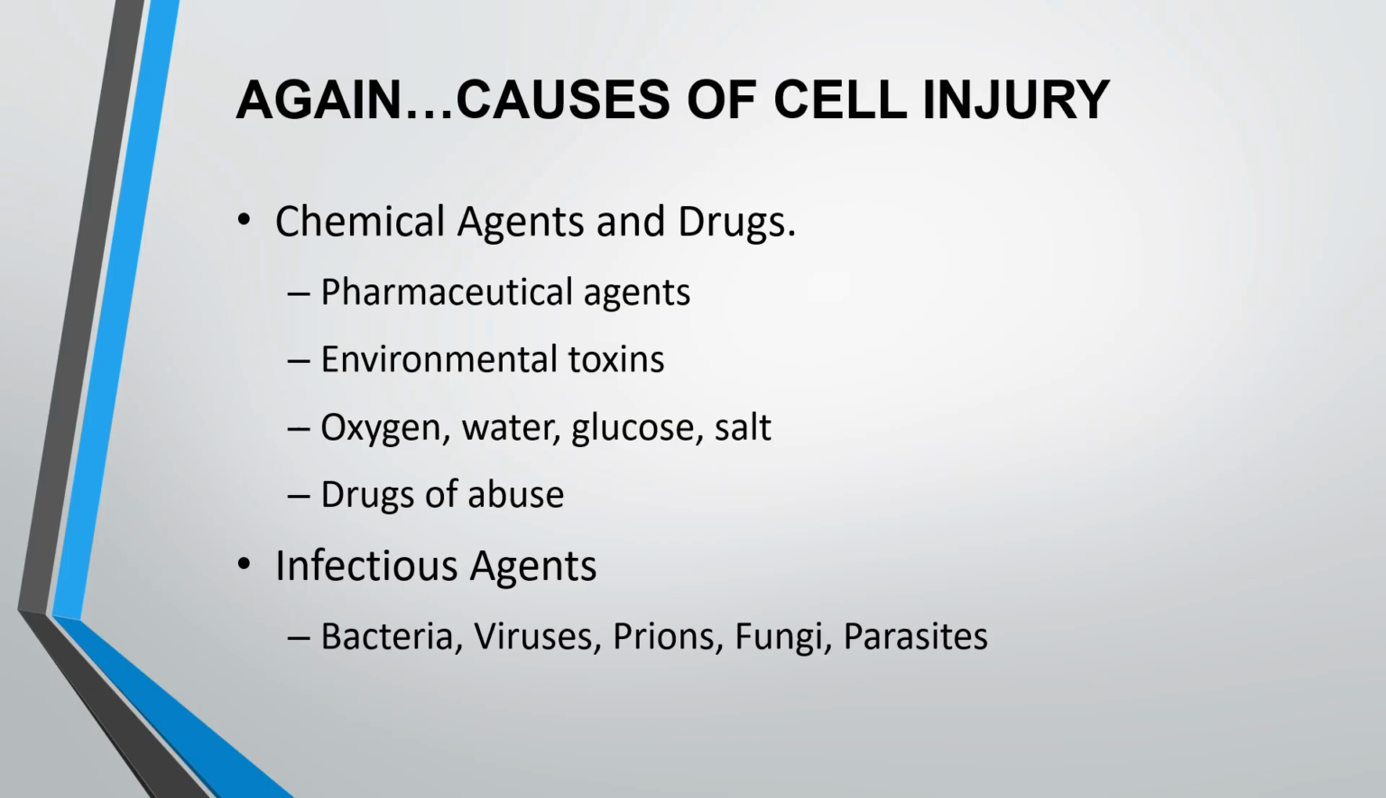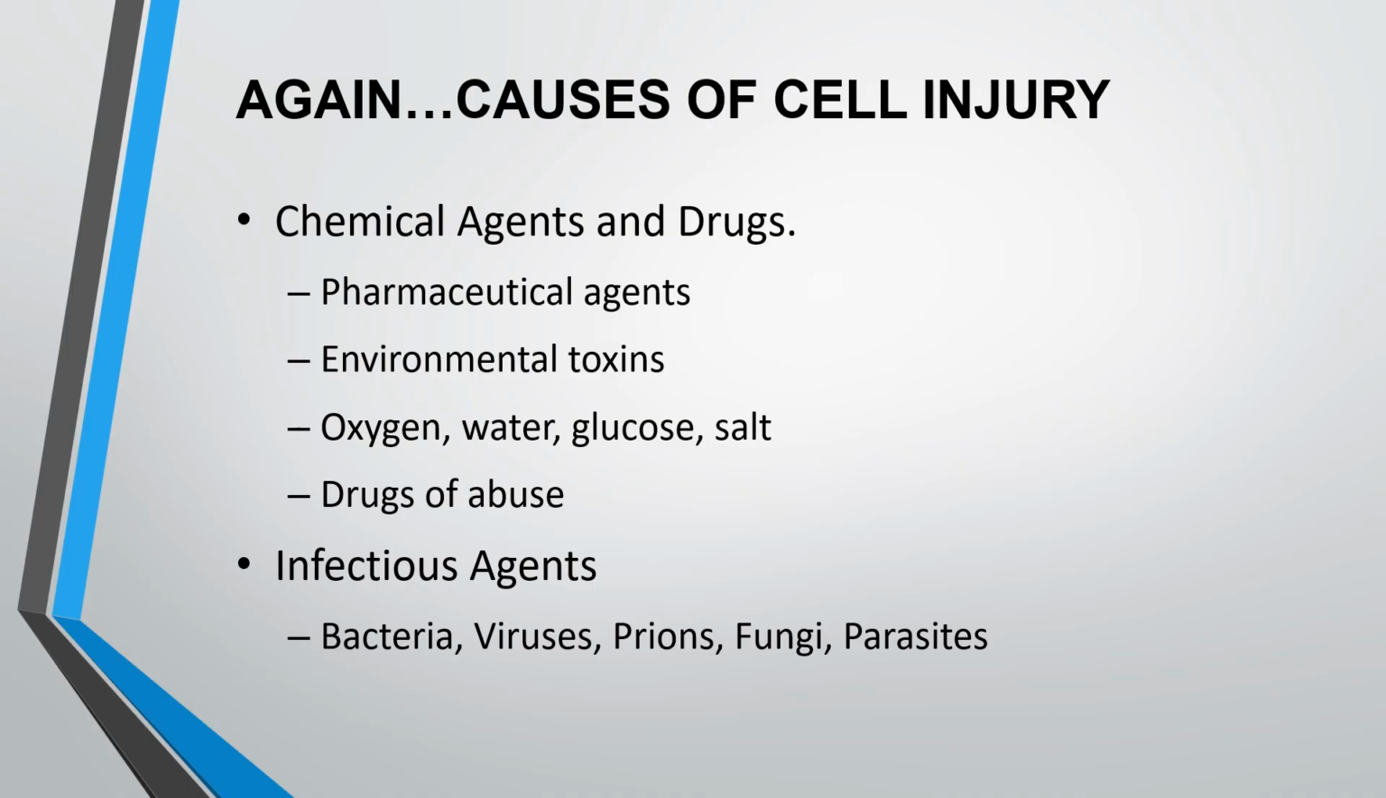Last category, chemical and infectious agents, and these are incredibly relevant clinically. Chemical agents and drugs, including pharmaceuticals, dose matters. The difference between therapy and toxicity can be very narrow. Environmental toxins, even normal substances like oxygen, water, glucose, and salt, when out of balance. Yes, even oxygen can be toxic. Cells really want just enough of everything. Then we have drugs of abuse, which often cause chronic cumulative injury, especially liver, brain, and cardiac tissue.